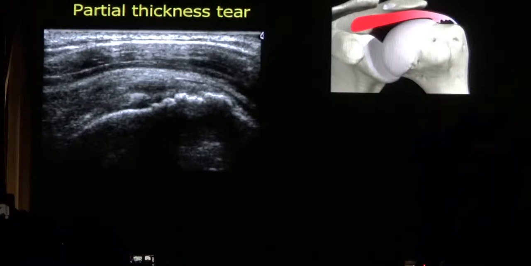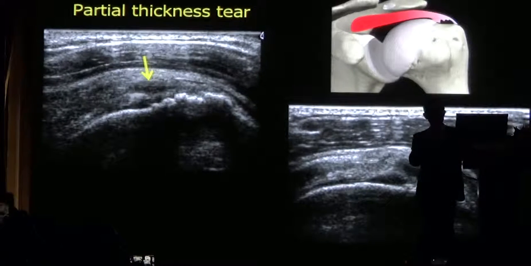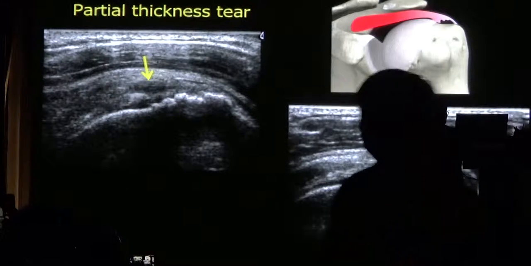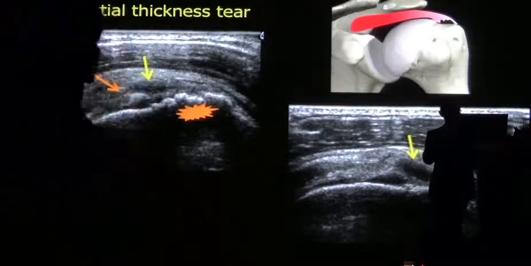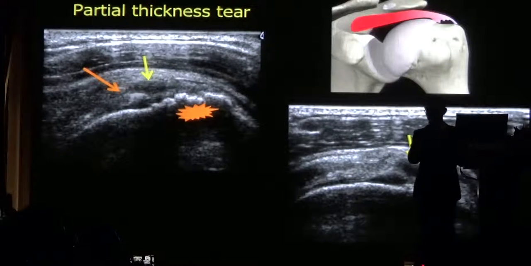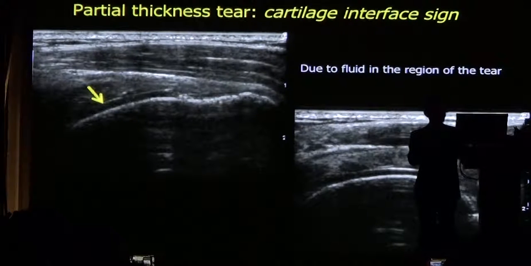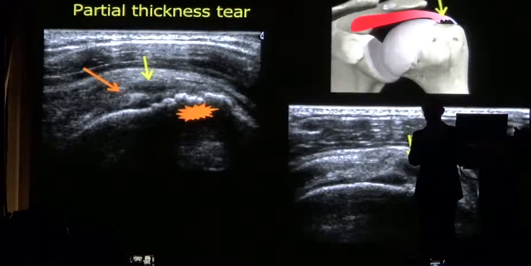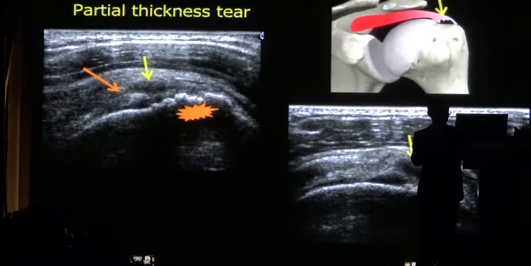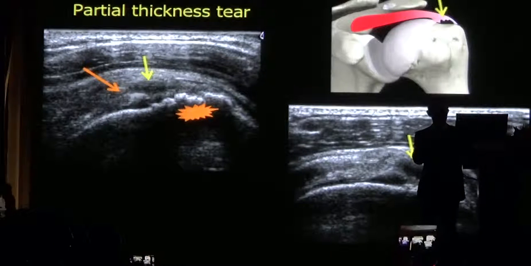And yet another example of a partial thickness tear seen in both planes. Just notice that there is some irregularity of the greater tuberosity. Bony irregularity of the greater tuberosity and the insertion of the rotator cuff is very common and is described as a sign of impingement. It's nothing to be concerned about.